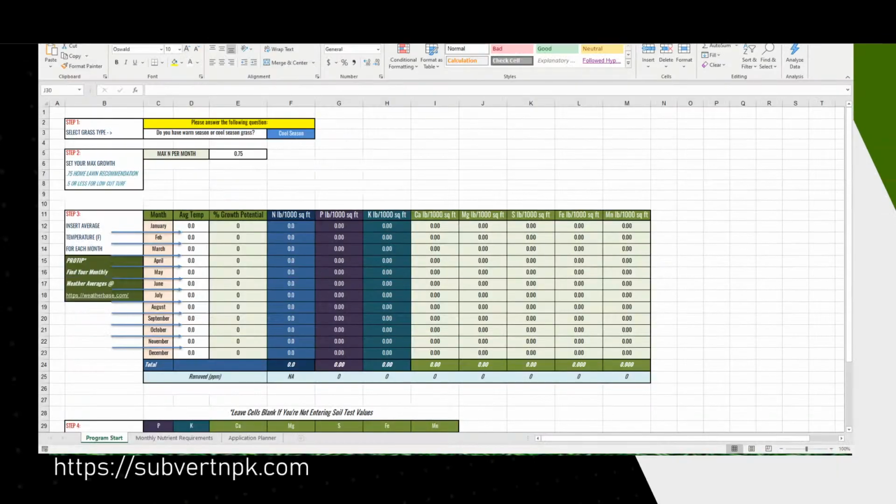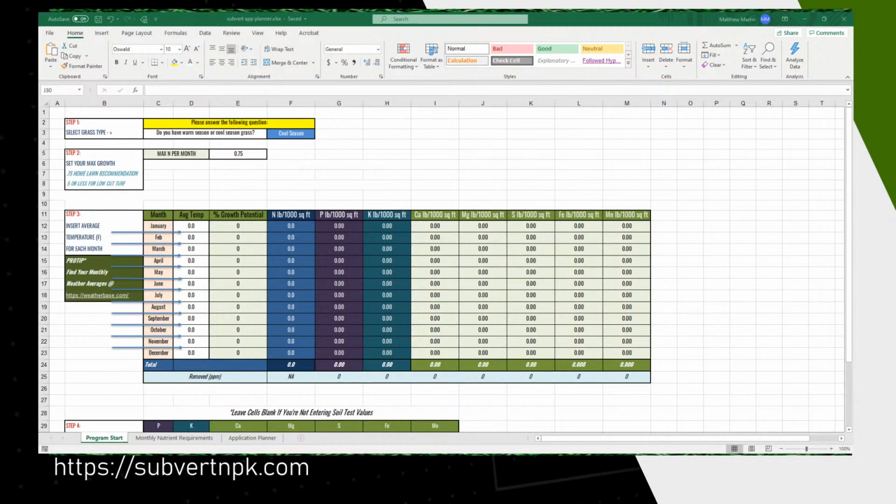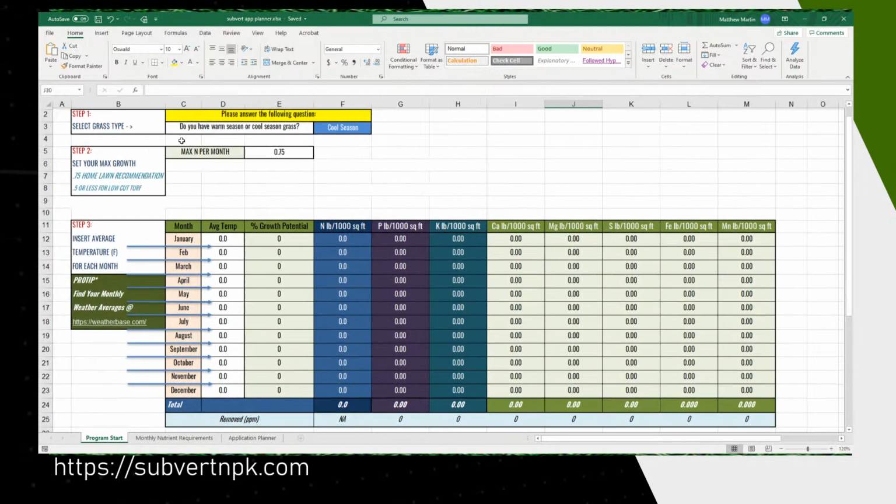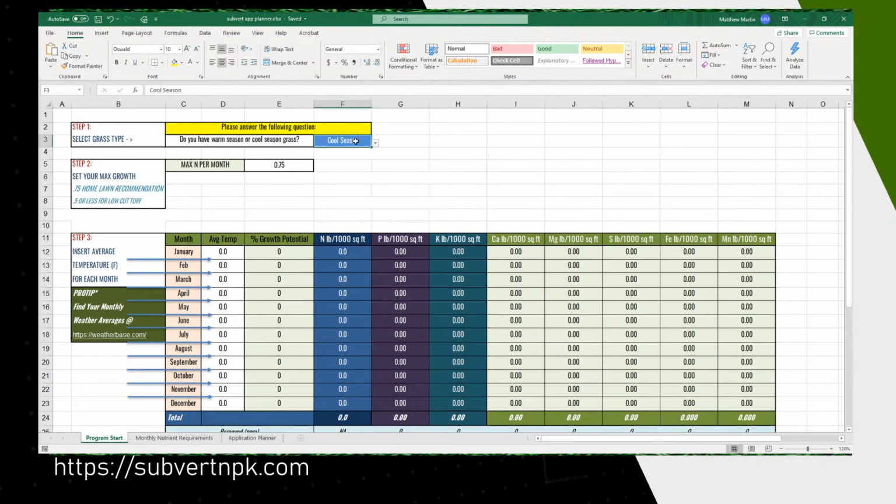So I thought we would go ahead and jump through this. Once you download the application planner, I attempted to structure this in such a way that you can walk through it individually and understand a little of what's going on. Step number one is you're going to select your turf type. Do you have cool season or warm season grass? Everything will pre-populate for you depending on which one you choose.